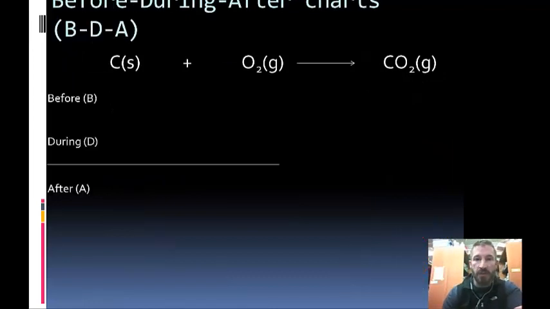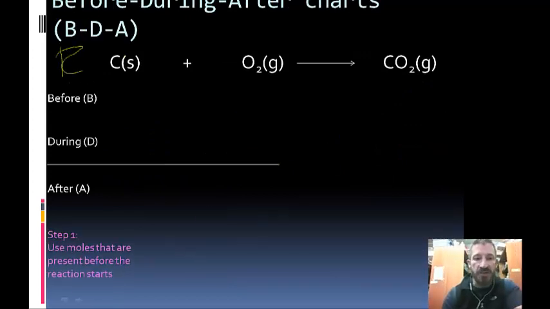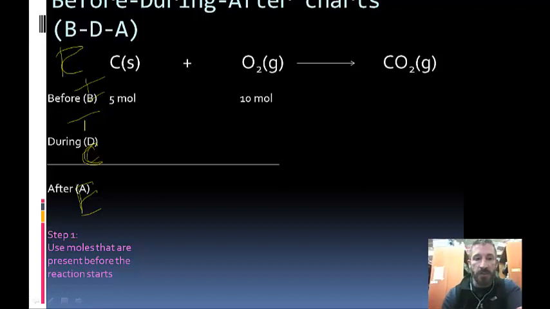So let's do a before and after chart. I'll call it the rice reaction. Initial amounts, step 1: the moles that are present before it starts. So we'd have 5 moles and 10 moles. During, we refer to this as change, and after, we call that the end. As far as carbon dioxide, there's none of that in the beginning, so we'll just put 0.